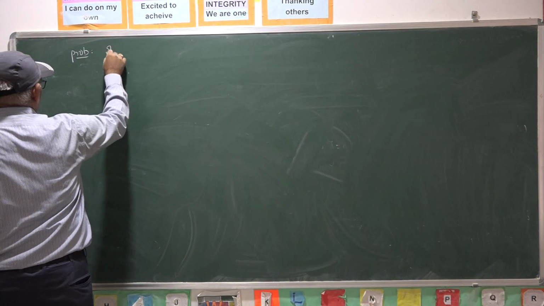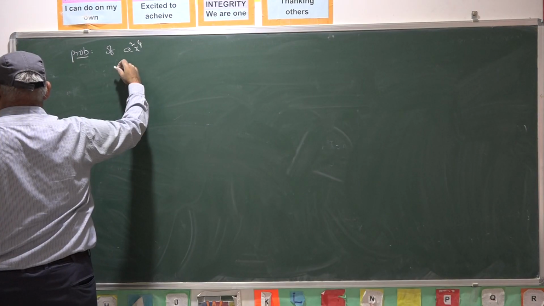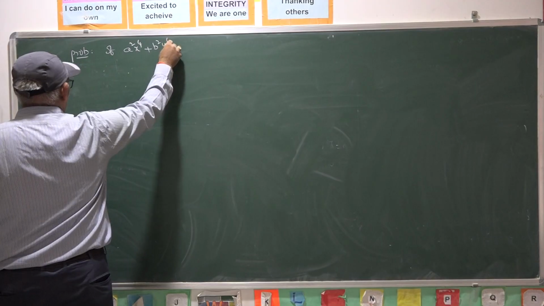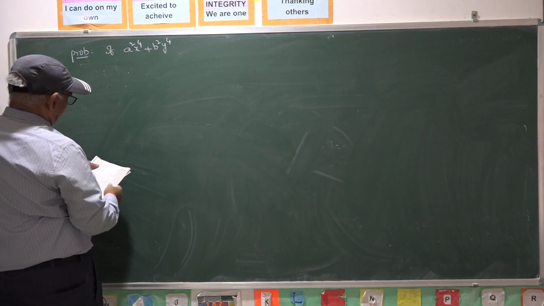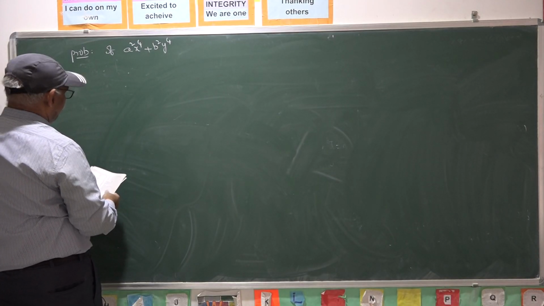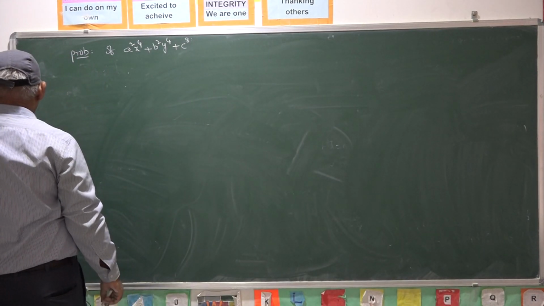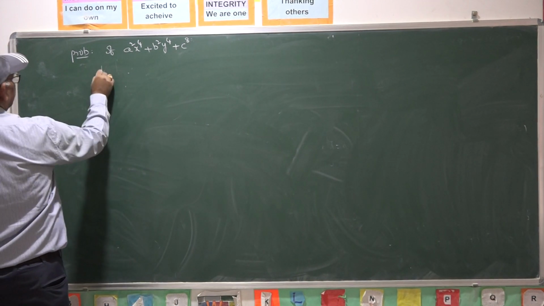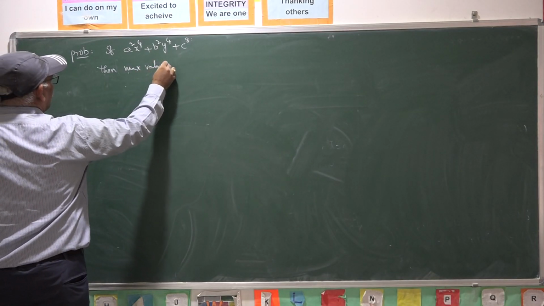If a square x power 4 plus b square y power 4 is equal to c power 8, then what is the maximum value of xy?